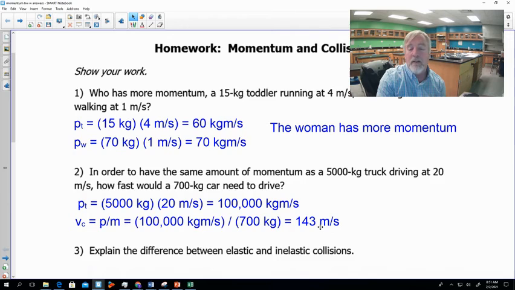Look at that, 7 times faster that car is going to have to go. That's why driving on the highway, semis are a bit dangerous. They're so much more massive, right? They have a lot more momentum.